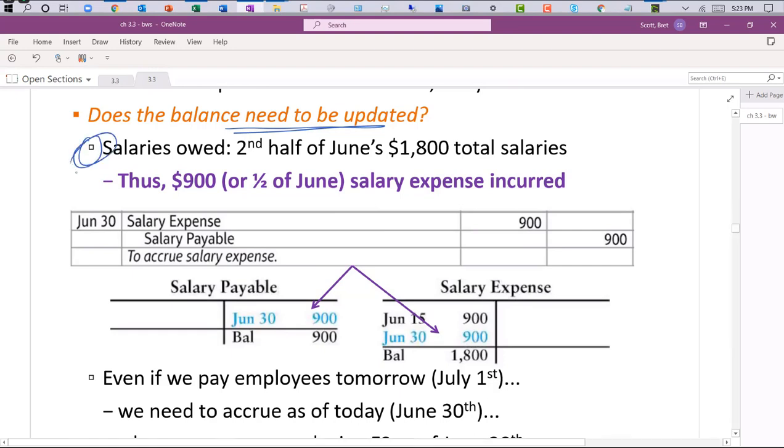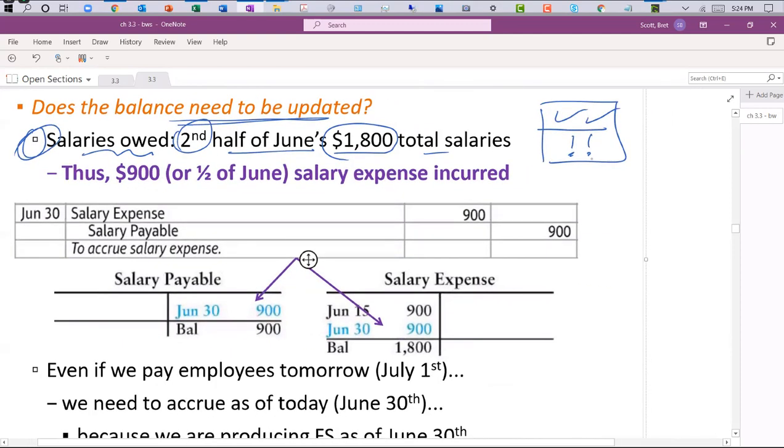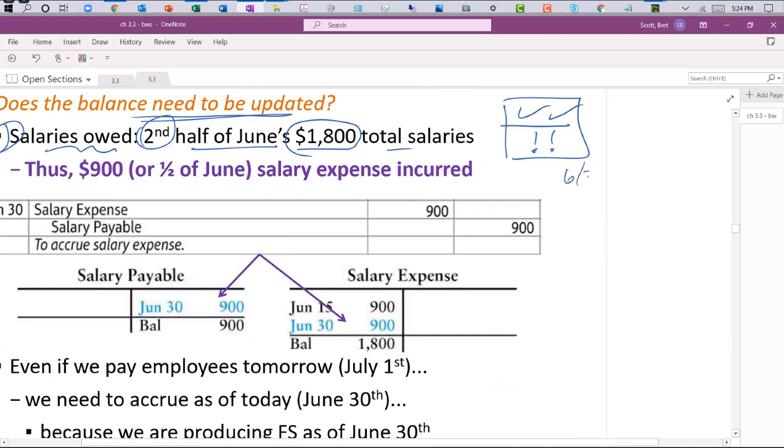Based on the information I would give you on the exam, I would tell you that salaries owed currently are for the second half of June's $1,800 total salaries. That means in the month of June, half the salaries have been paid, but there's another half that needs to be paid out. Let's assume that currently we're at 6/30, and we're going to pay this last 2 weeks of salaries on July 1st.